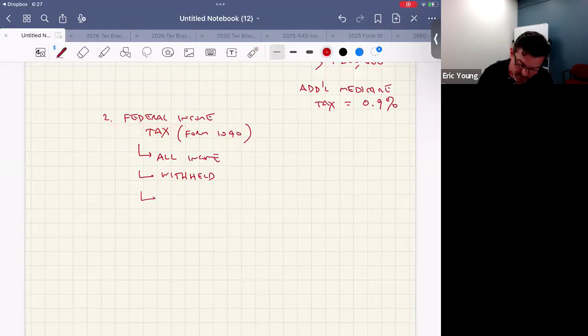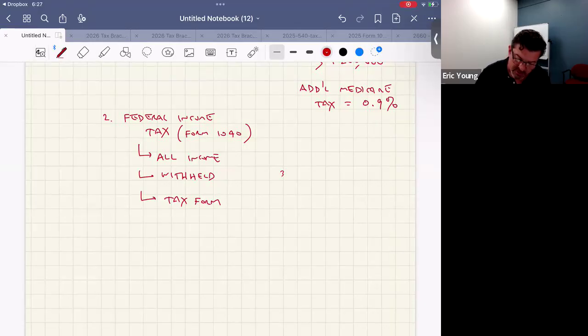Later, you do your tax form, and your tax form reconciles the amount that you had withheld from the amount that you actually should have paid. Okay, that's confusing, but we'll have a separate video for that. But just for now, know that your federal income taxes are on all income, and you're going to file a tax return to get that right.